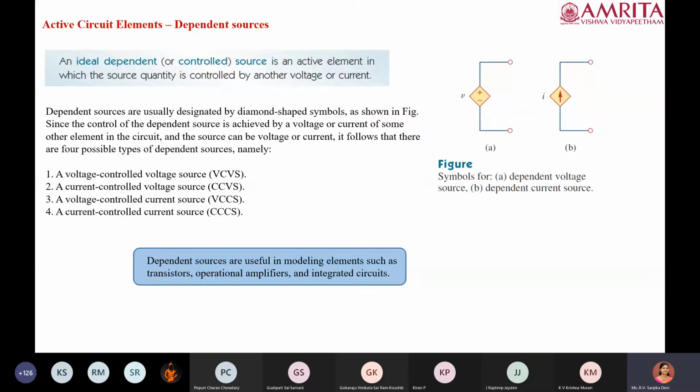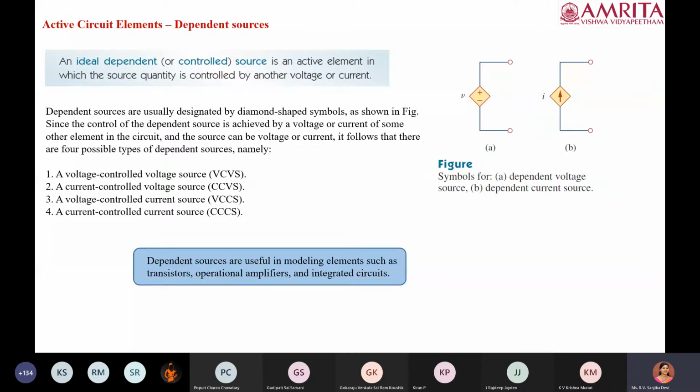So we'll start the discussion on the dependent sources. In the last class we saw the basic circuit elements which normally are present in any electrical circuit. Basically the circuit elements can be broadly classified as active circuit elements and passive circuit elements, and in the active circuit elements we were discussing the independent sources and the dependent sources.